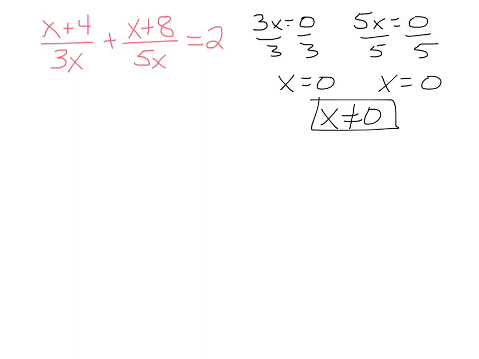Now what we're going to do is clear these fractions. And again, we're going to do that by figuring out what the least common denominator is, and then we're going to multiply everything in our equation by that. Okay, and so you're thinking, what do these both go into? And that would be a 15x. Now, if you don't pick the smallest one, you're kind of okay. You just might have to do some reducing later.